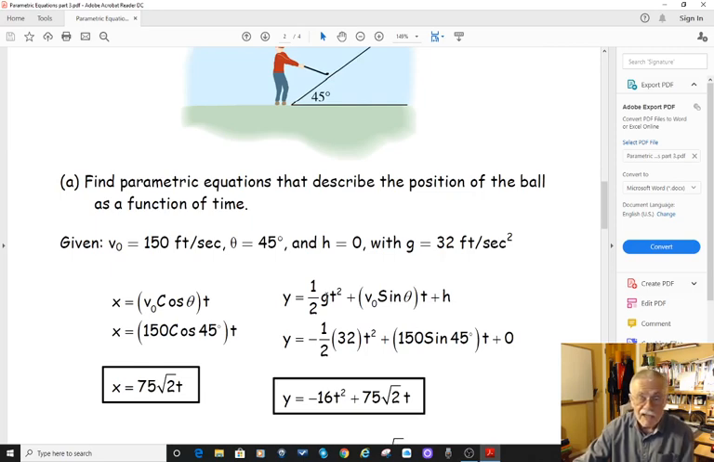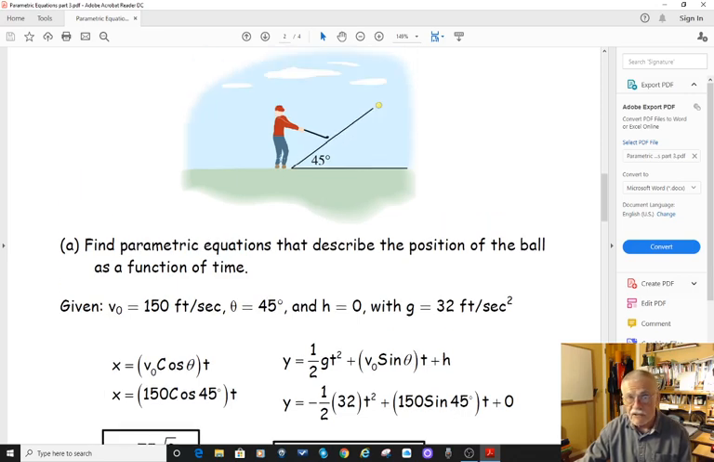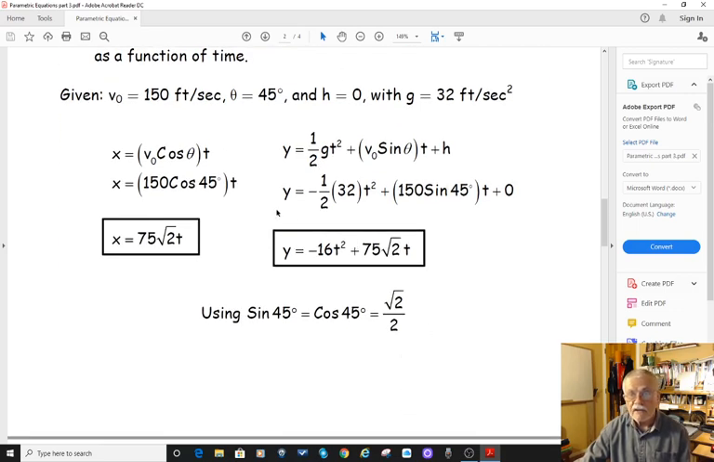If you're on Mars, it's less. On the Moon, it's less. The gravitational attraction is less. And sine of 45, of course, is rad 2 over 2. h is 0 because Jim is standing at ground level and the golf ball starts at ground level. So working this out, this is negative 16 t squared plus 75 rad 2 t. So these are the equations. This is the horizontal position at time t, and this is the y, or the vertical displacement or position, at time t.